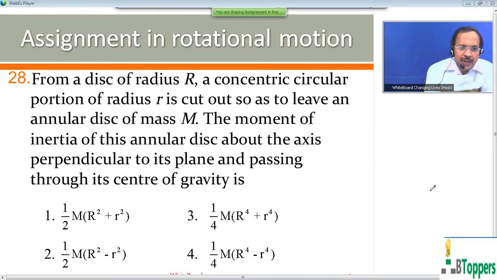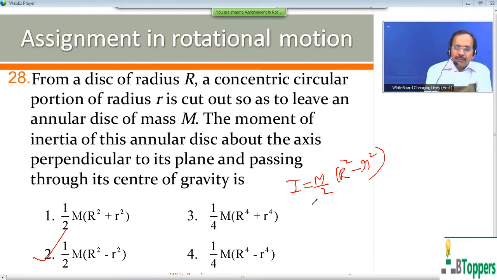It is actually a result which you are expected to remember, where you get the answer M by 2 into R square minus small r square. Here, if you want to prove this result, it can be proved, but I advise you to remember it. I mean, the first option will be the answer, not the second option. The calculation can be done like this.